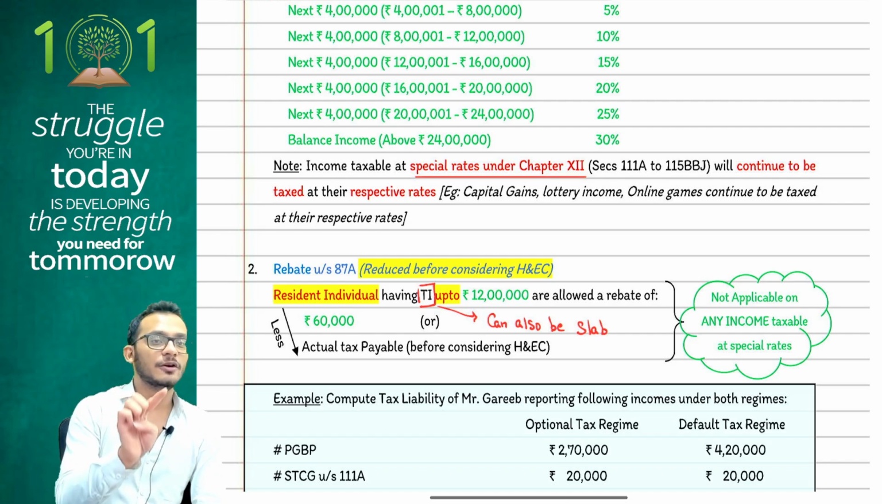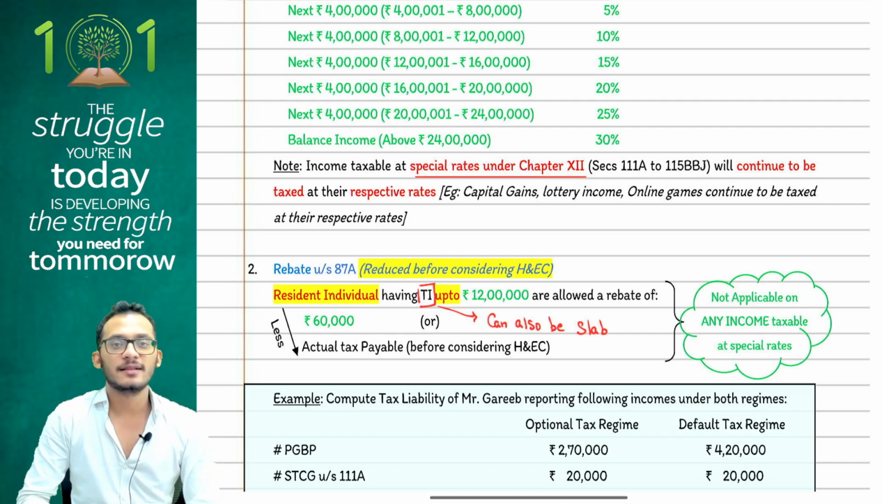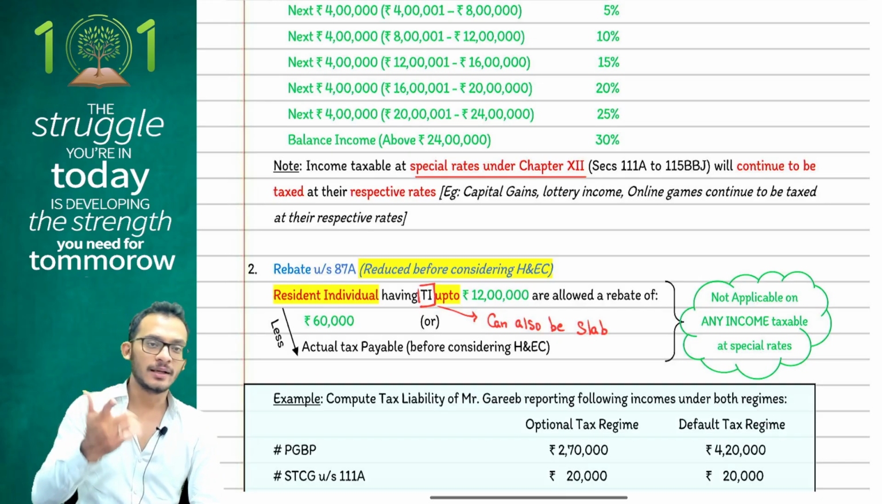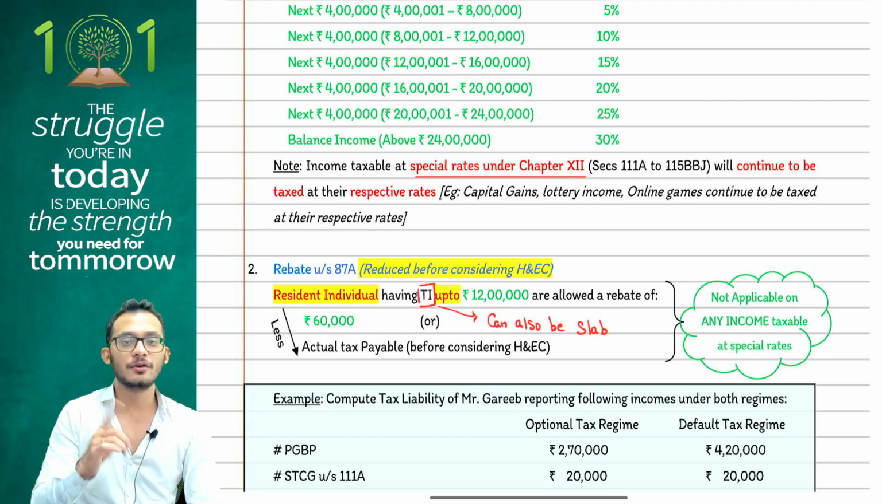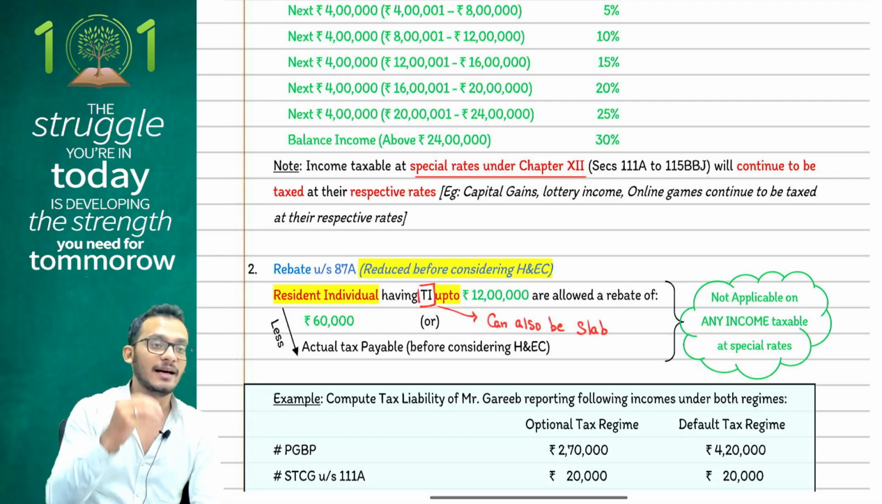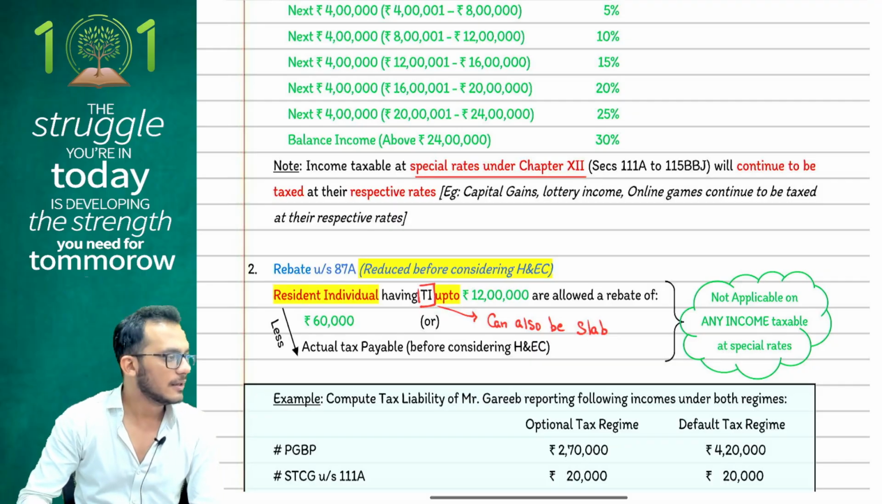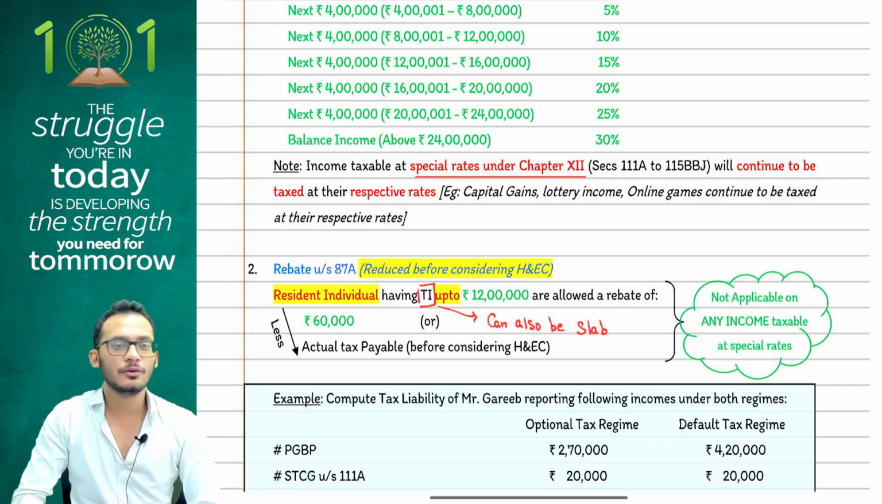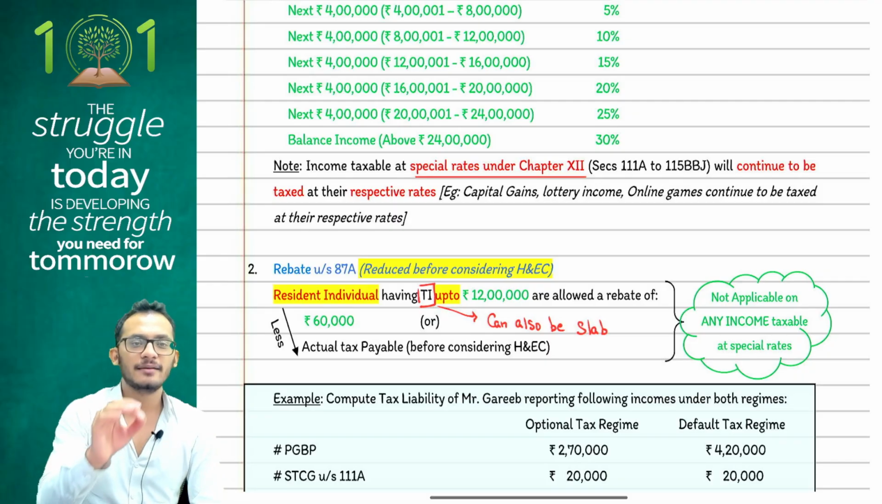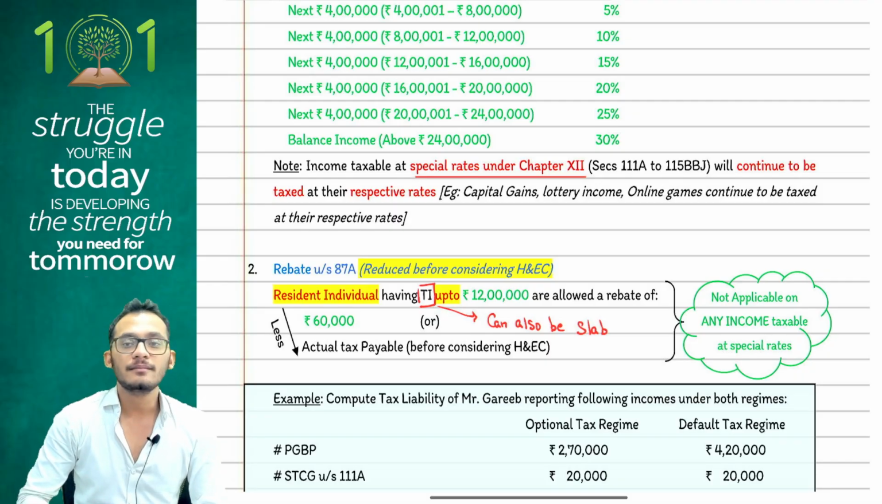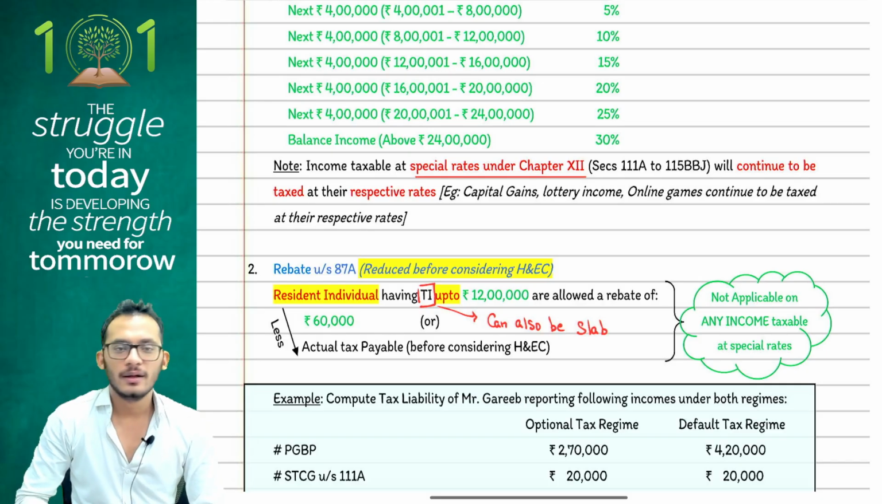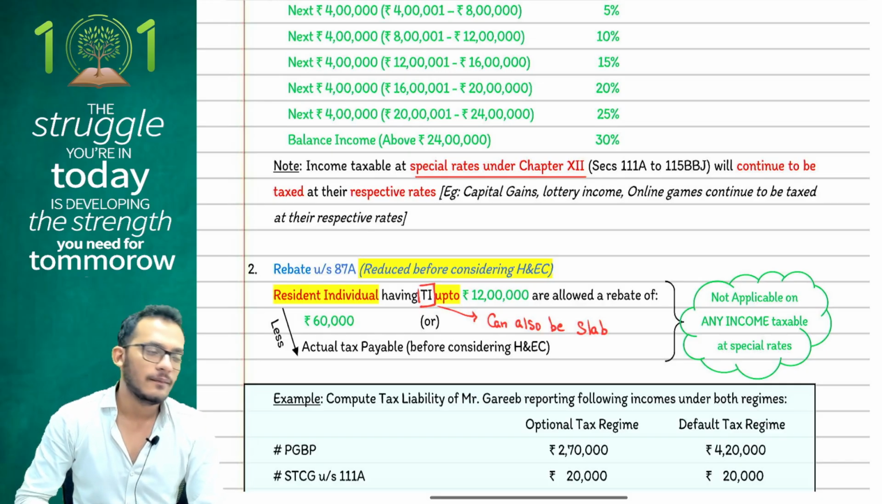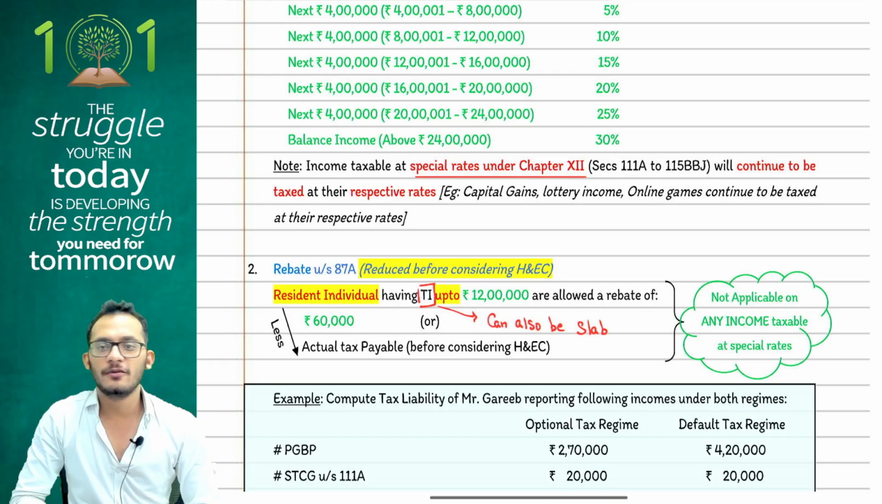At the same time, if you're going to be rich in default tax regime, your surcharge is going to be 0 to 50 lakhs 0, 50 lakhs to 1 crore 10%, 1 crore to 2 crore 15%, and after that it is 25%. Anything more than 2 crores is always 25, but again 25 not applicable on 112, 112A, 111A. All these incomes are not eligible for surcharge.